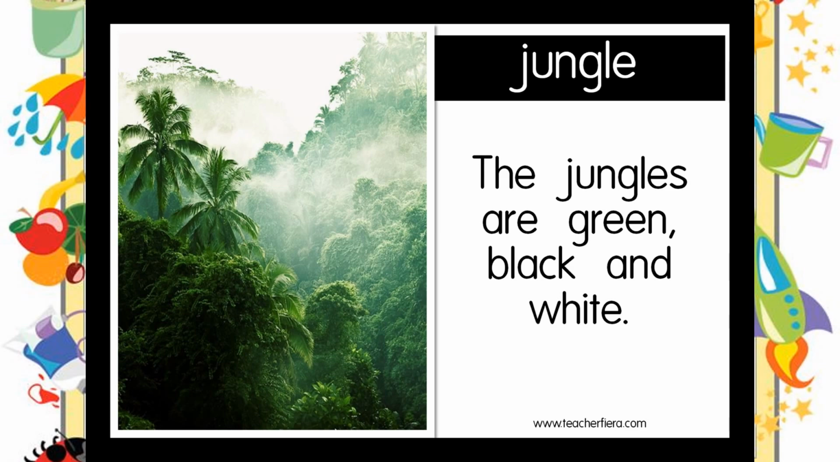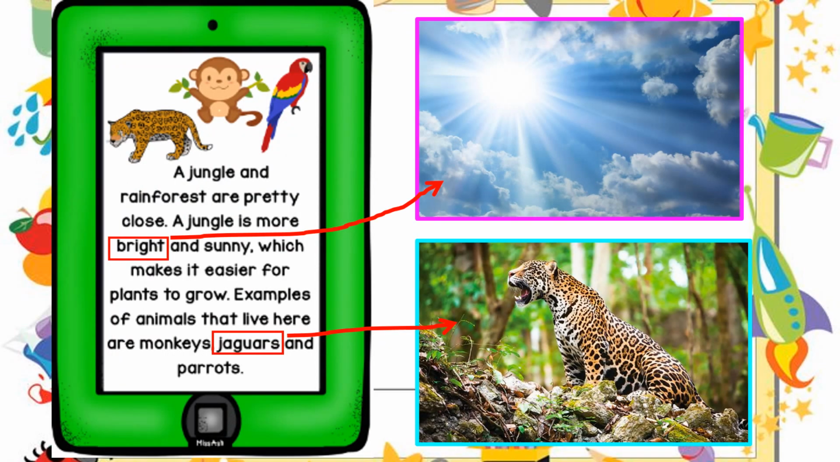The jungles are green, black and white. A jungle and rainforest are pretty close. A jungle is more bright and sunny, which makes it easier for plants to grow. Examples of animals that live here are monkeys, jaguars and parrots.